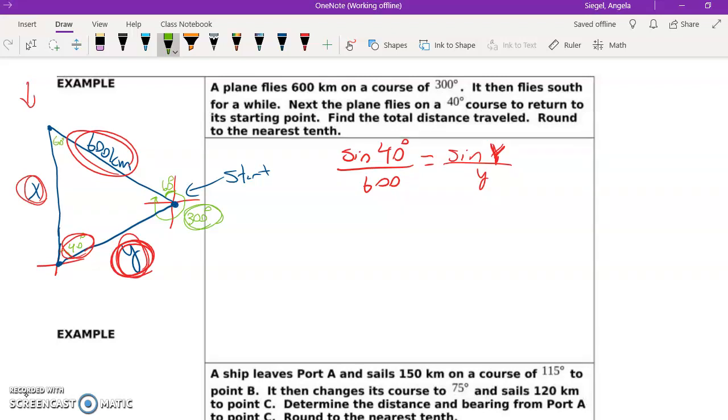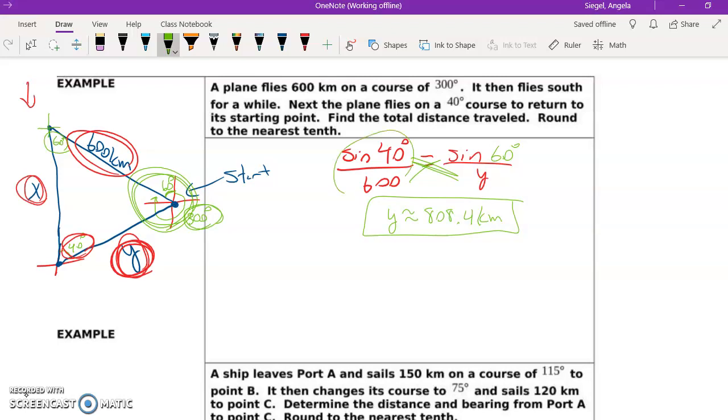And know that that is 60 degrees as well. So we actually do have this angle y, so I'm going to erase it and put in that 60 degrees. So our y isn't going to be that hard to find. We're just going to cross multiply and find y. And I believe if you do it correctly, you're going to get about 808.4 kilometers.